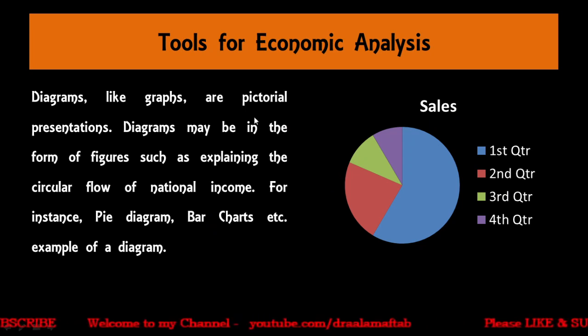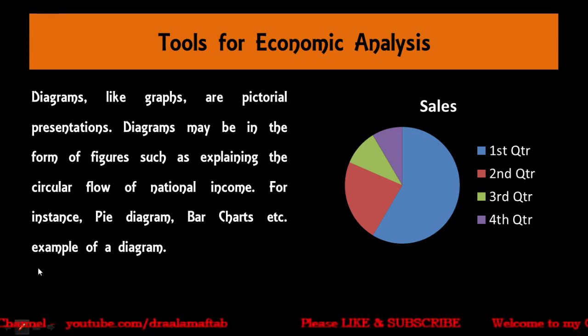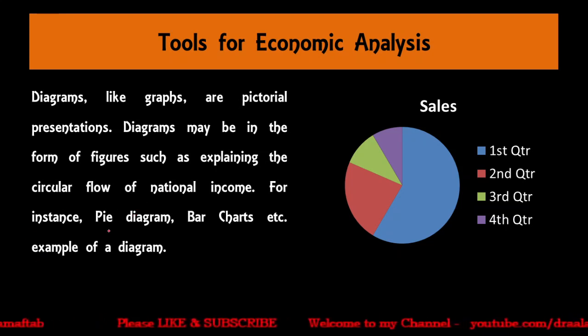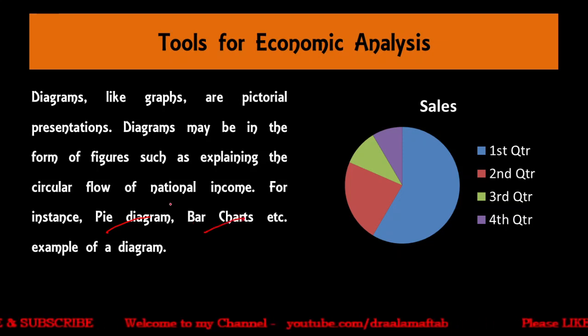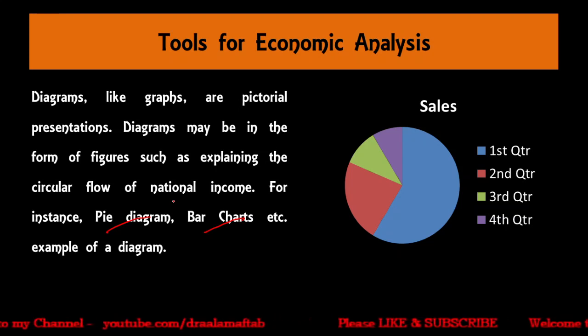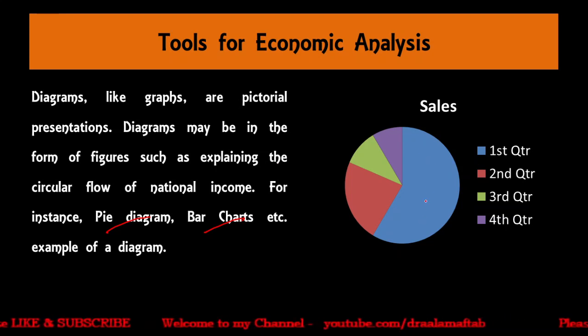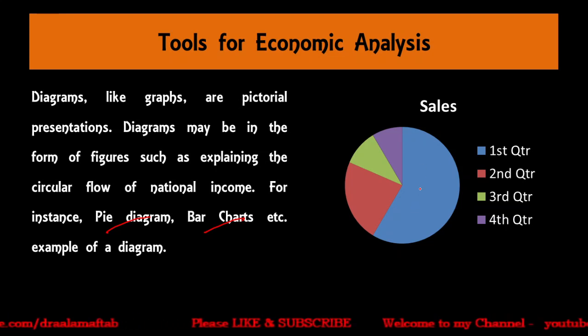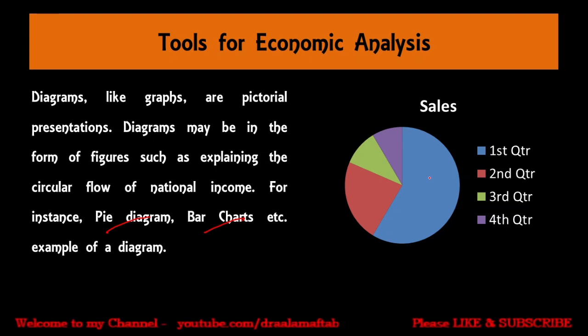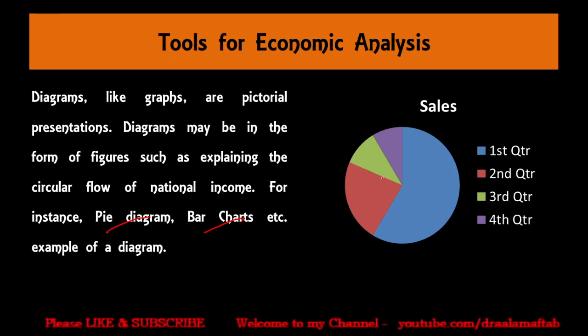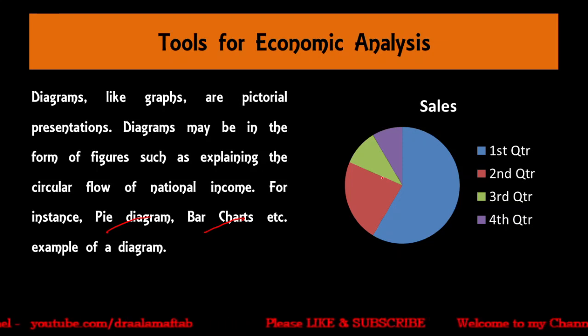Then moving on to diagrams. Diagrams are like graphs, and may be shown in the form of a pie chart, or bar charts, or the circular flow of national income is also shown as a flow chart. You can see here we have a pie chart of sales data. This is quarter 1 sales, this is quarter 2 sales, this is quarter 3 sales, and quarter 4 sales. You can easily make out in which quarter the sales was highest. By looking at this pie chart, you can say that in the first quarter the sales was highest, and which quarter the sales was least. You can easily see it is the fourth quarter. So likewise, these diagrams are used to depict abstract things in an easy and pictorial form, right?